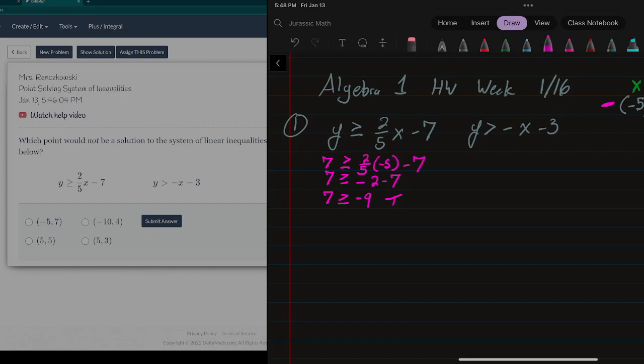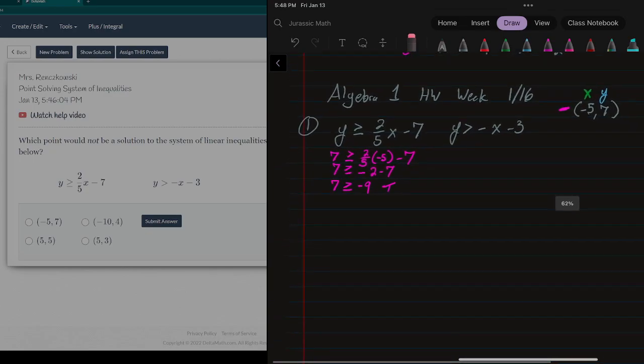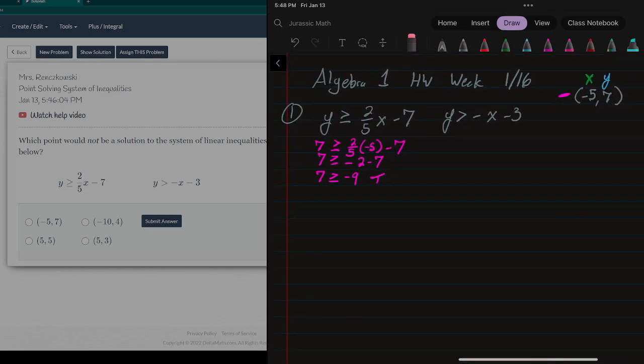I forgot, we really have to plug them into both of them. Oh, you can't see that. There we go. Let's plug it into the other one. 7 is greater than -5 minus 3. 7 is greater than, two negatives make a positive, 5 minus 3. 7 is greater than 2. So this would be a true answer, which is not what we're looking for.